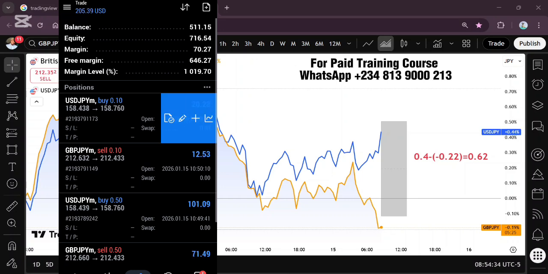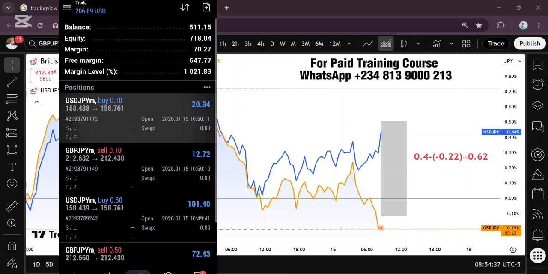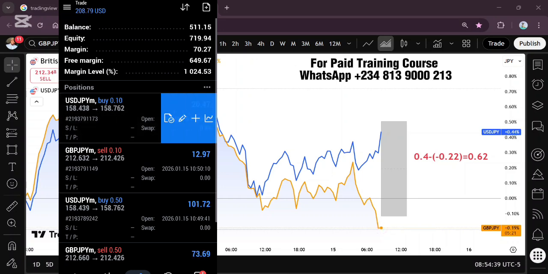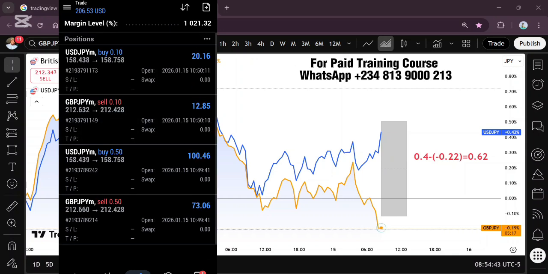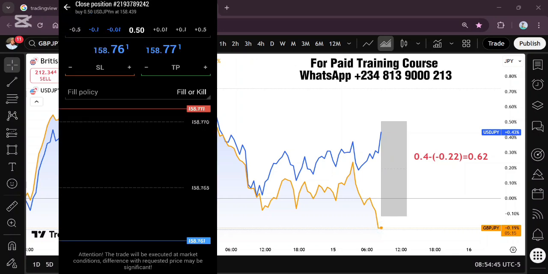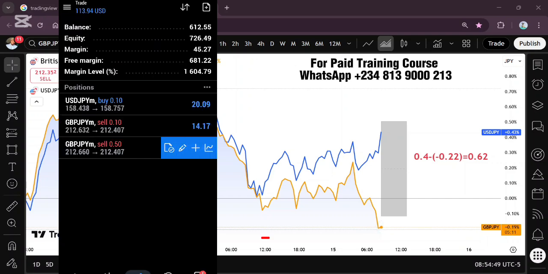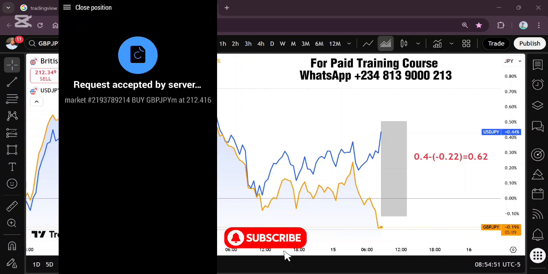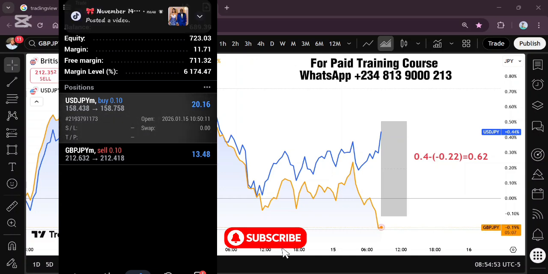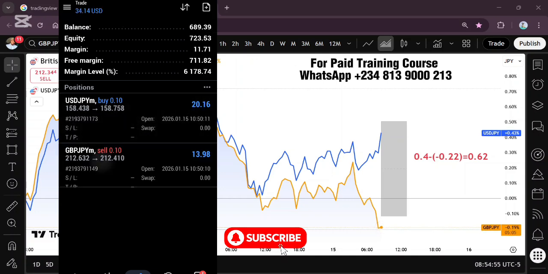So I'll be closing the trade now, because you don't want to be greedy, and also the system is already telling you to close the trade. So we'll be closing the trade now, and I will be letting you know when next I will be taking another trade.